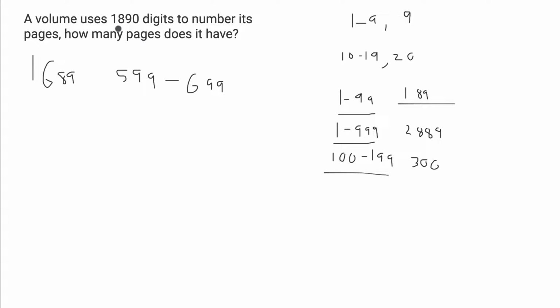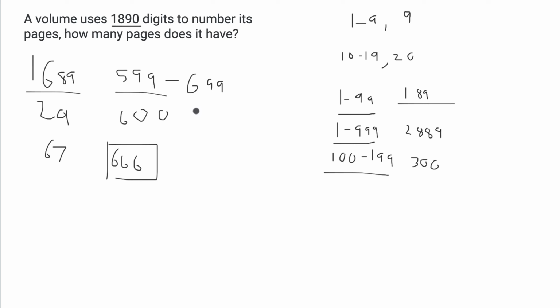The way we can check this now is, if we've used 1,689 up to 599, and we need to use 1,890 digits, how many do we have left? Well, 1,890 minus 1,689 gives you 201 digits. I'll note that these are all going to be 3-digit page numbers, namely 600, 601, and so on. So if you divide by 3, you'll get that you have 67 more pages to number after 599. 599 plus 67 gives you 666 pages in total. Therefore, the volume has 666 pages. With that, thank you for watching.